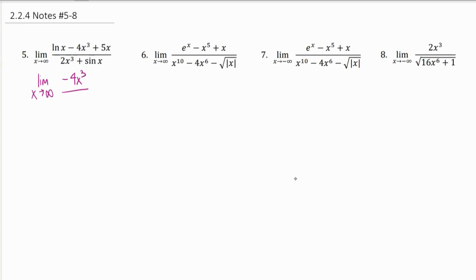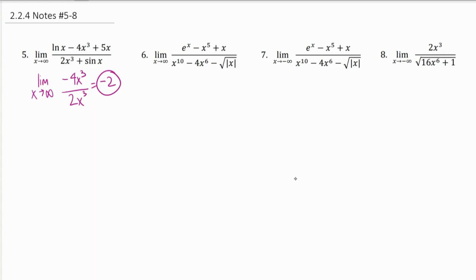And then, when we're comparing sine and cosine, well, sine oscillates between 1 and negative 1, so that definitely is not our winner. So it's going to be 2x cubed. And then, what's negative 4x cubed over 2x cubed? That's negative 2. So what this tells me is that on the right-hand side, this very complicated function is going to have a horizontal asymptote of negative 2.